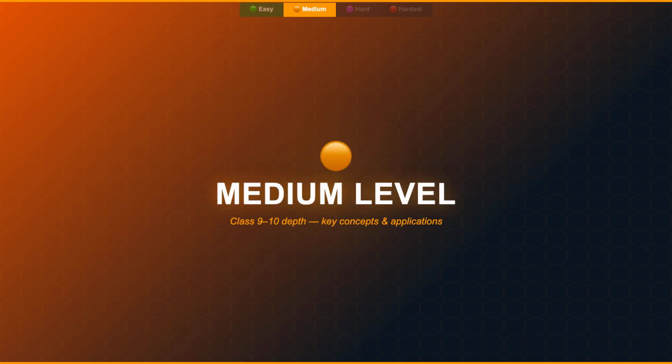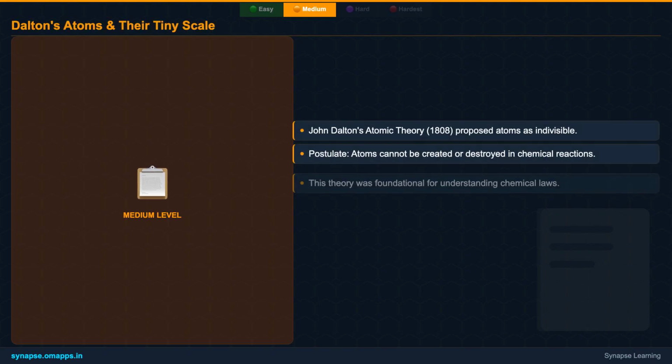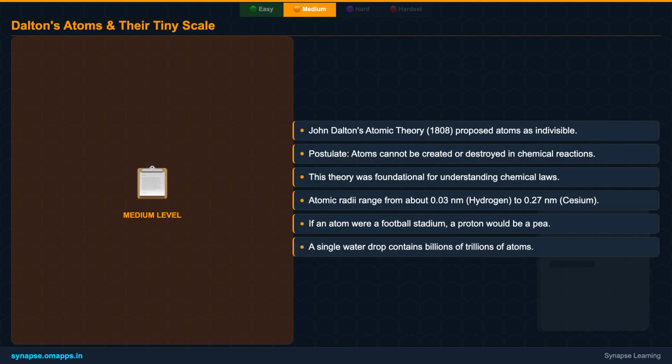Great job with the easy level. Now, let's step up to the medium level, where we'll delve a bit deeper into Dalton's theory, visualize atomic scale, and explore the importance of UPAC symbols. John Dalton's atomic theory, proposed in 1808, was a cornerstone of chemistry. He stated that atoms are indivisible and cannot be created or destroyed in a chemical reaction, laying the groundwork for the law of conservation of mass.